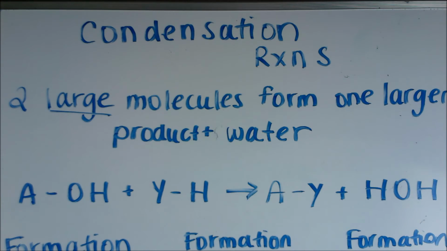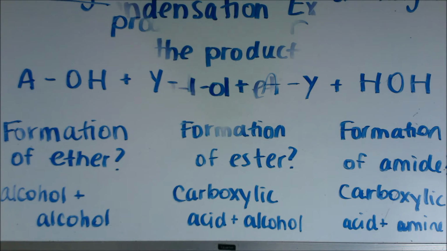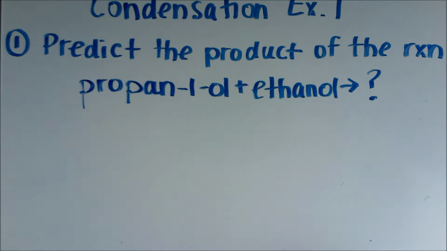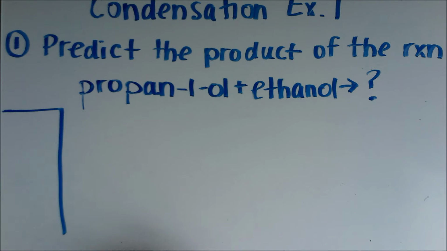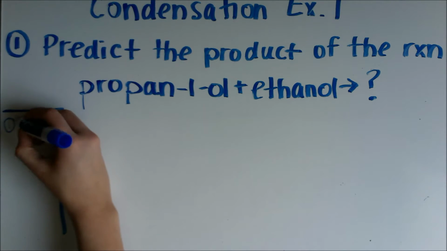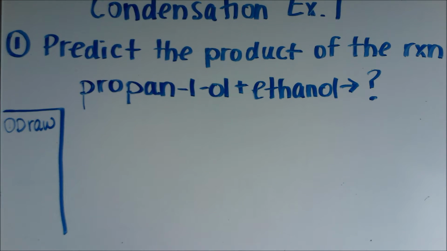These occur when two large molecules form one larger product plus water. Plus ethanol. So we are looking for the product here. So in this sidebar over here, I'm going to be writing out the steps of the reaction. The first step of any reaction problem is to draw out the reactants, just because it makes it a bit easier to visualize.